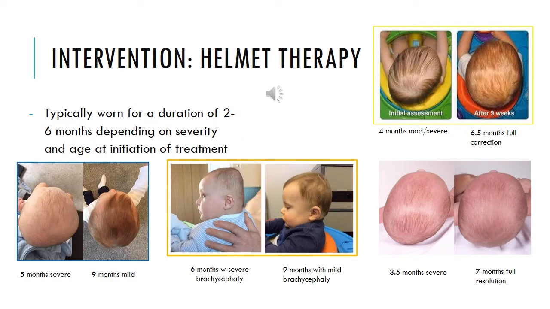This slide contains a variety of pictures of before and after helmet use for children of different ages and different severity levels. I can tell you from clinical experience that using the helmet usually causes drastic changes in the shape of the skull, especially if used during that 4 to 7 month period of time. Again, variables that impact how much the child resolves is based on the age at which they begin and the severity of the shape of the skull.